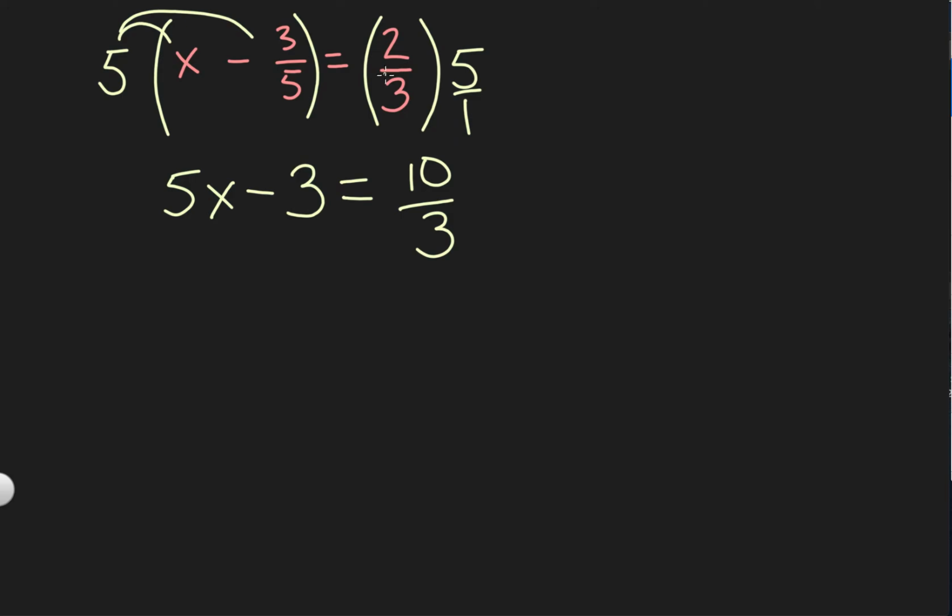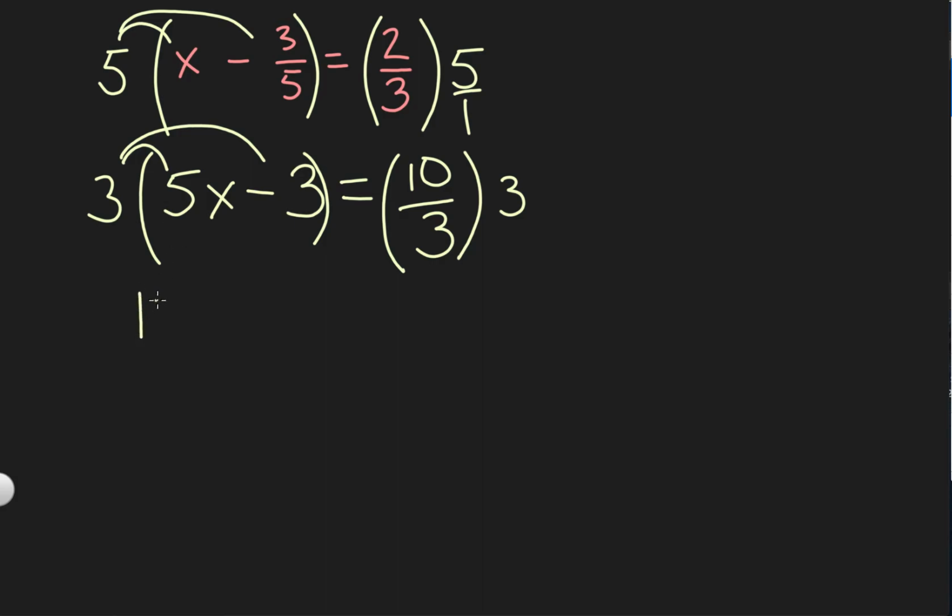So we had two fractions in the first part. Now we got rid of one of those. We still have a fraction, so let's multiply by the denominator again. Don't forget that you have to do it to all of the pieces. So both sides you multiply by 3. So 3 times 5x would give me 15x. 3 times 3 would be 9. On the other side, we're multiplying 10/3 by its denominator, which means we're left with the numerator.